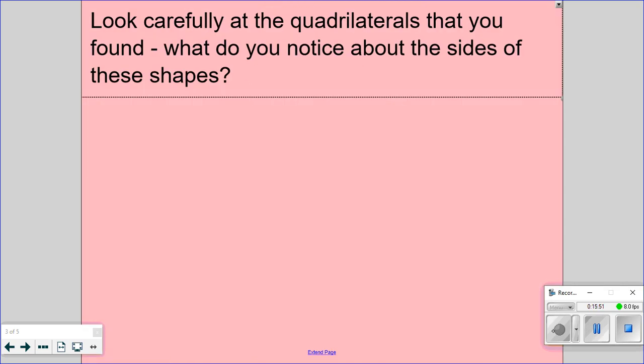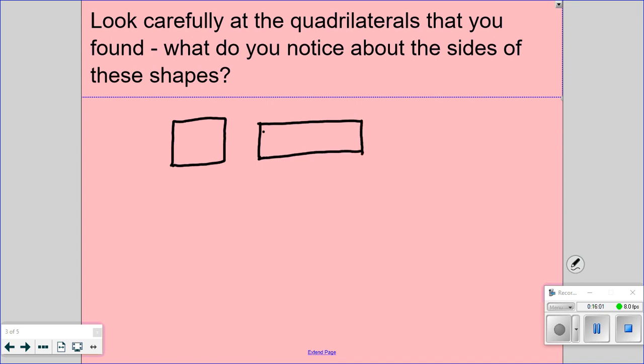So we'll notice that some of these shapes have the same length. All those sides have the same length. And then in the case of a rectangle, only two sides are the same length. Did anyone get this shape? Because that one has sides that are the same length. It's just tricky because our corners look a little different.